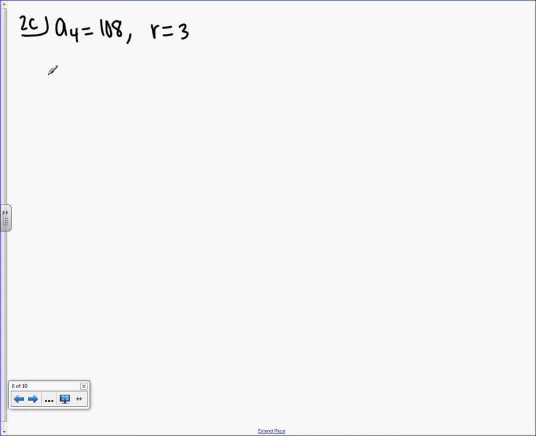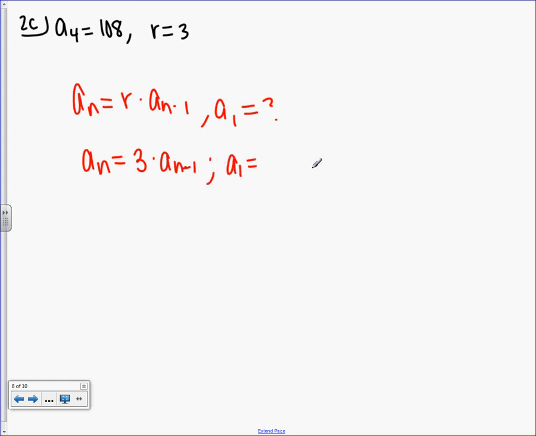Okay. 2C, A sub 4 is 108, R is 3. So obviously it's geometric because they said R, right? So we're going to use our A sub n equals R times A sub n minus 1 formula, where A sub 1 is, I don't know. So I know A sub n equals 3 times A sub n minus 1, where A sub 1 is, I'm going to find that out in a second.